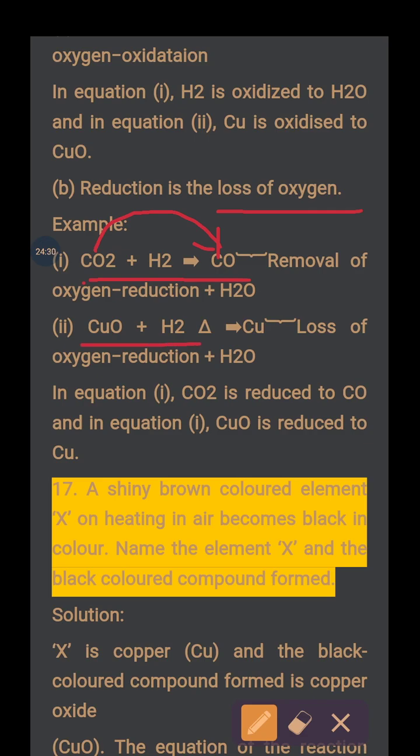CuO plus H2 gives out Cu. Then, removal of oxygen from here. In equation 1, carbon dioxide is reduced to CO. And in equation 2, CO is reduced to copper.